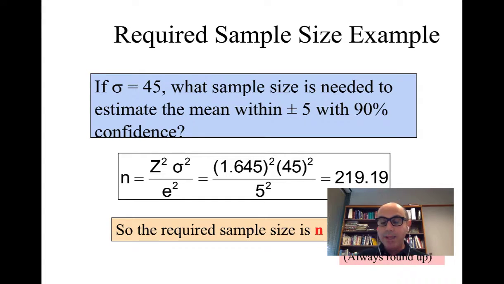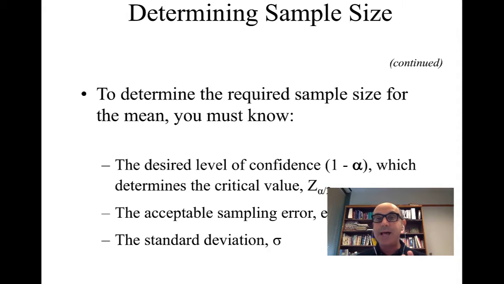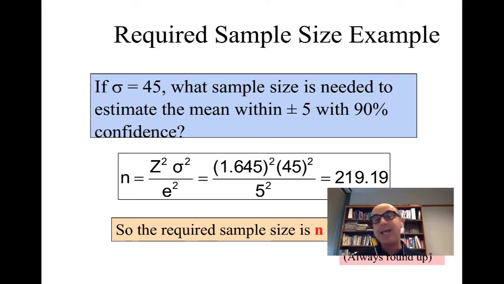Let me repeat again and go back to the formula. This is the formula that we are using to determine our sample size, and in this case we are given some premises, some information, in order for us to do that. And again, 1.645 is the value for the 90% confidence that we need to square.